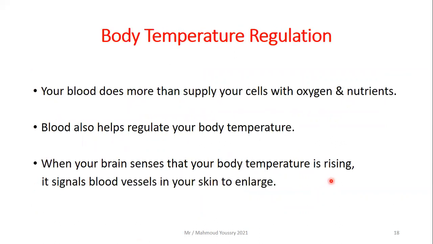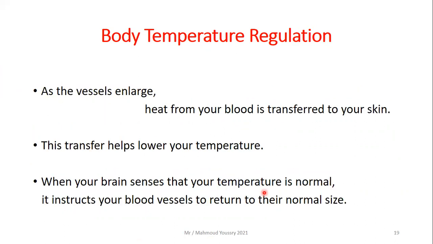Then what about body temperature regulation? Your blood does more than only supplying cells with oxygen and the nutrients. The blood also helps regulate your body temperature. How does this happen? When your brain senses that your body temperature is rising, the brain signals the blood vessels in your skin to enlarge, to become larger or wider.